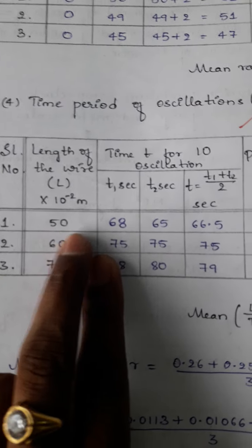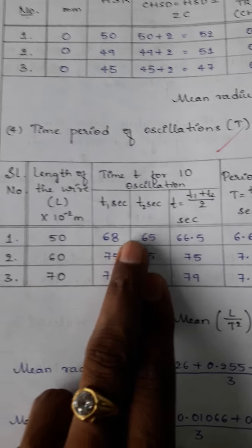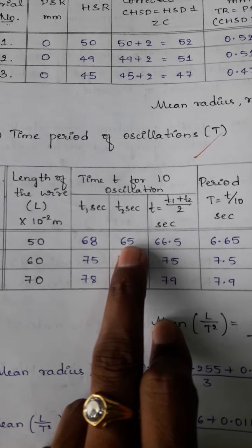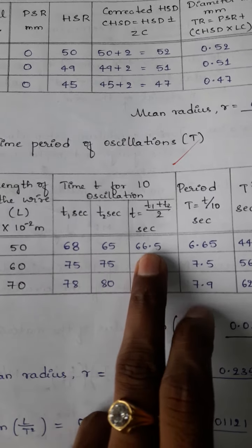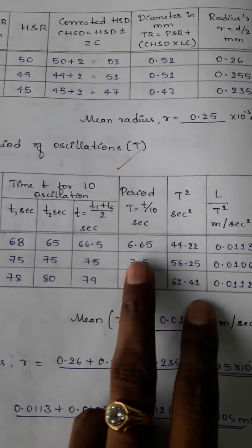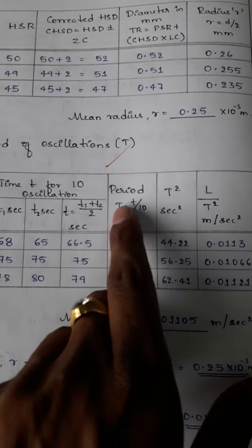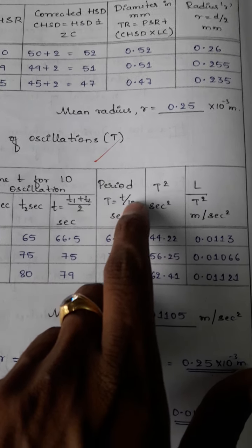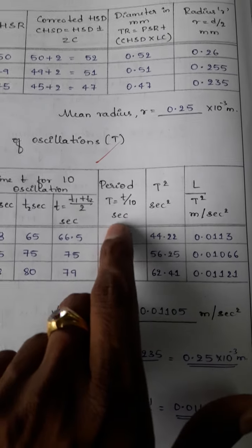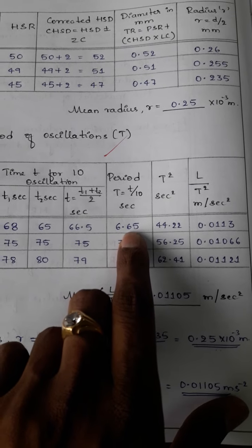You can see this example. First length is 50. The time for 10 oscillations is 68 for the first trial, and for the same length we do one more, so 2 trials are taken. Then we average: T is equal to T1 plus T2 divided by 2. This is the time for 10 oscillations, but we want the time for 1 oscillation, so we divide by 10. 6.65 is the time for 1 oscillation.